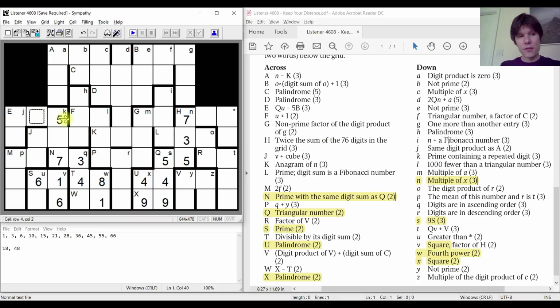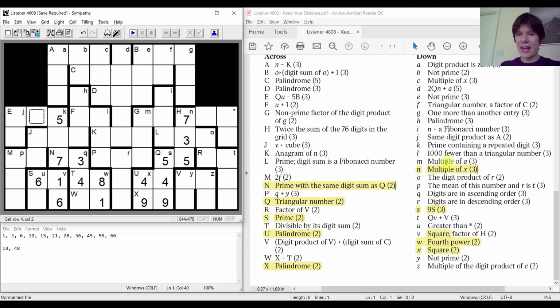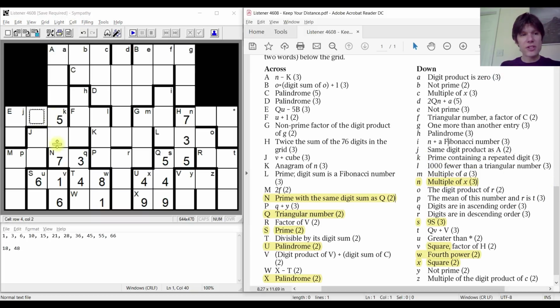Now that cell there is the first digit of little k, and little k is a prime containing a repeated digit. If this contains a repeated digit, it can only be 557 or 577. Now, I've no idea whether those numbers are prime, but I do know that this cell now can only be a 5 or a 7, and that's interesting because of the clue for a big J across.